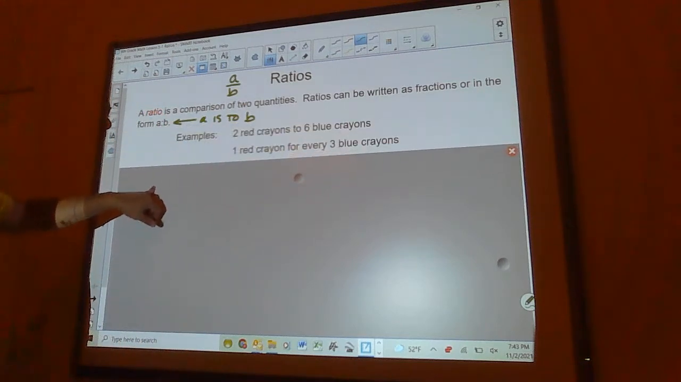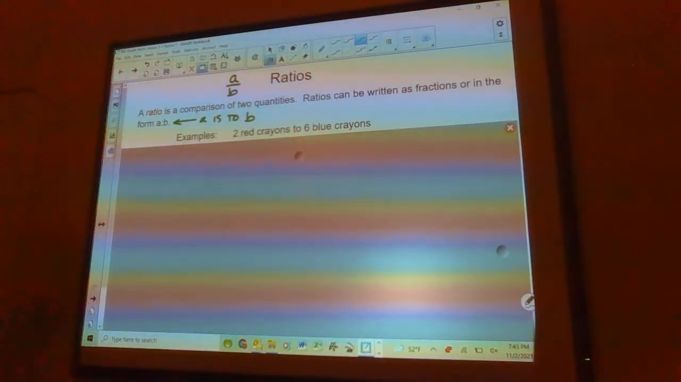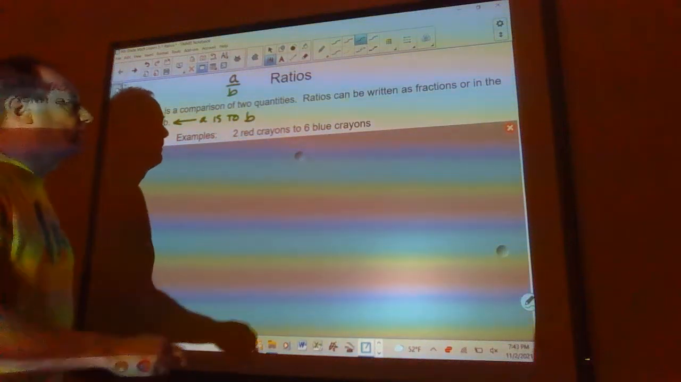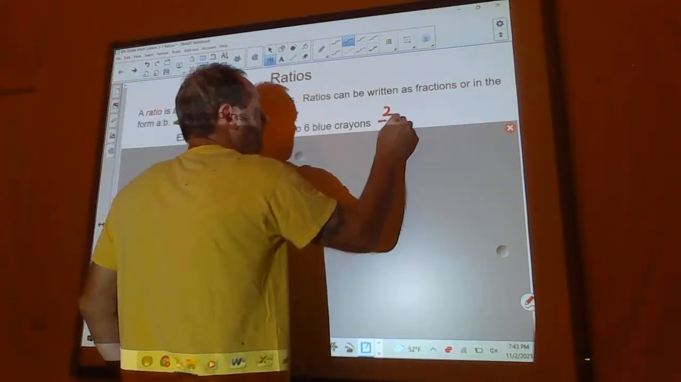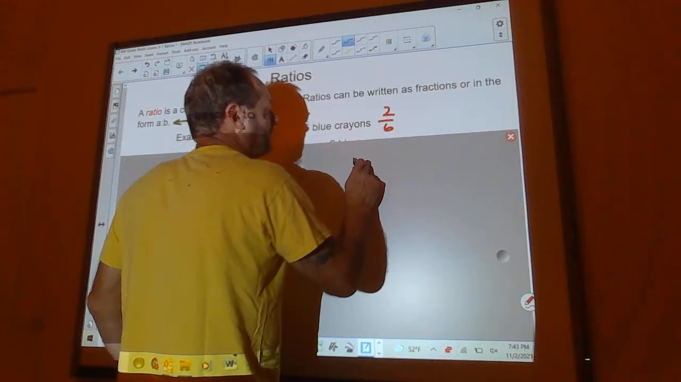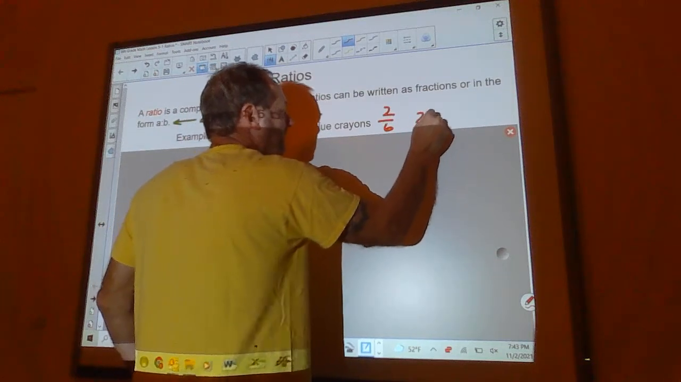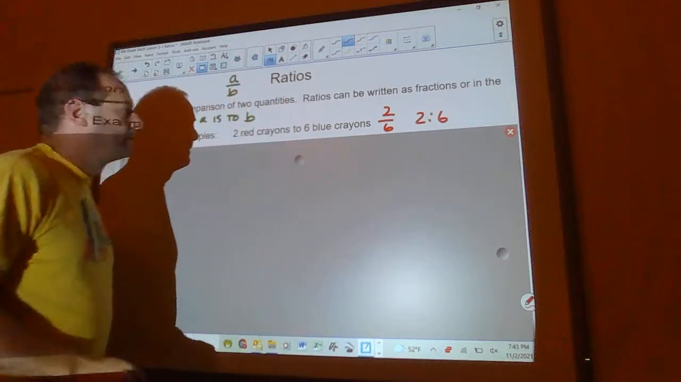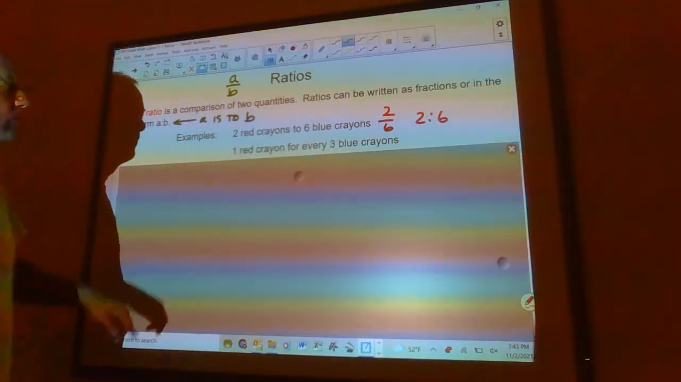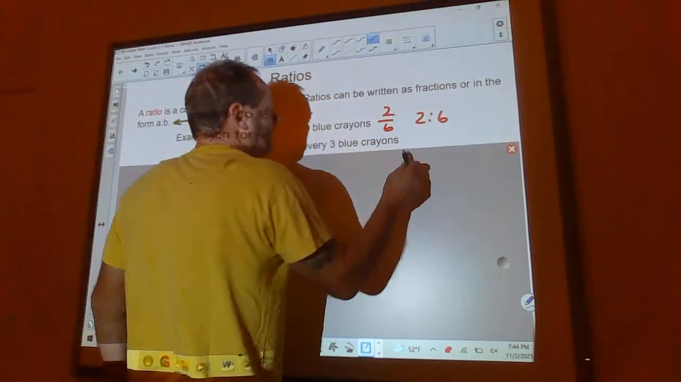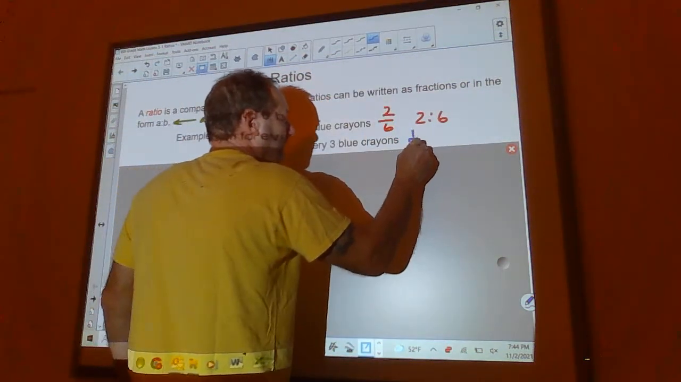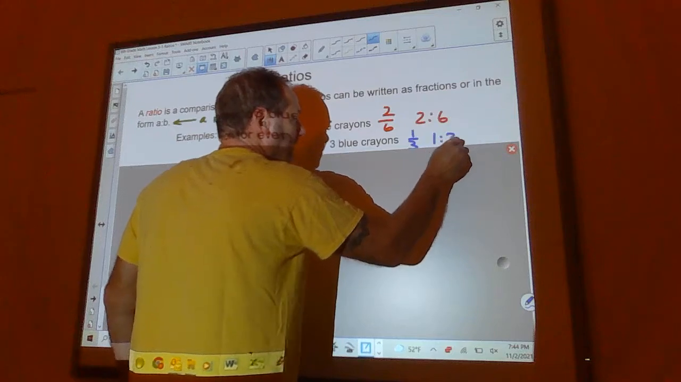All right? So, 2 red crayons to 6 blue crayons. If we wanted to write that, we would have 2 to 6. Or we could write it like this, 2 is to 6. 1 red crayon for every 3 blue crayons. We could write that as 1 to 3, like that.